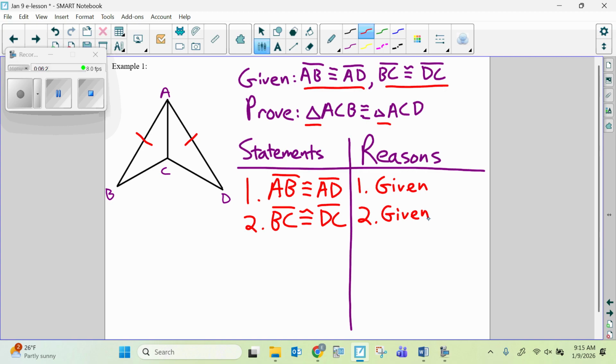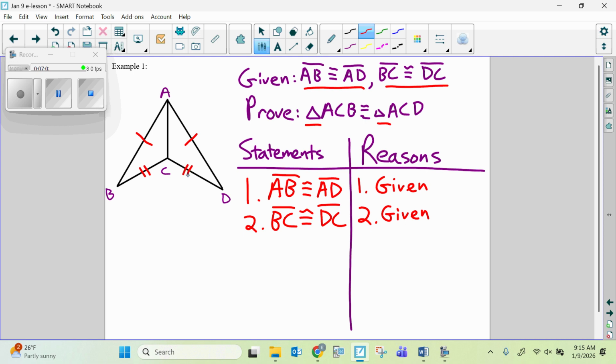And then I'm also going to mark my diagram. Now, since I used a one tick mark on segments AB and AD, I'm going to use a 2 tick mark on BC and DC. Now, unfortunately, I am out of given statements. Nothing else has been given to me. So I want to take a look at what I am asked to prove. I'm asking you to prove that triangle ACB is congruent to triangle ACD.